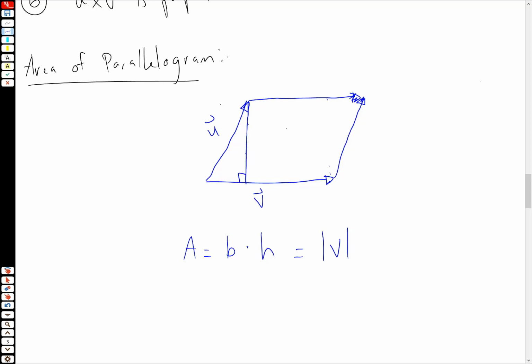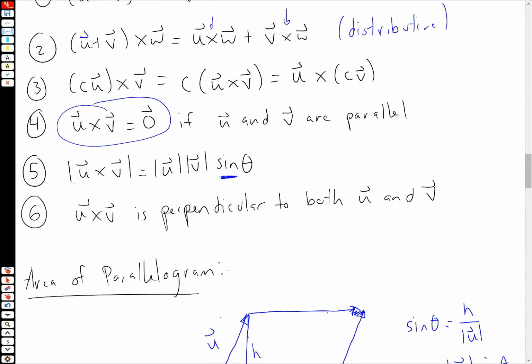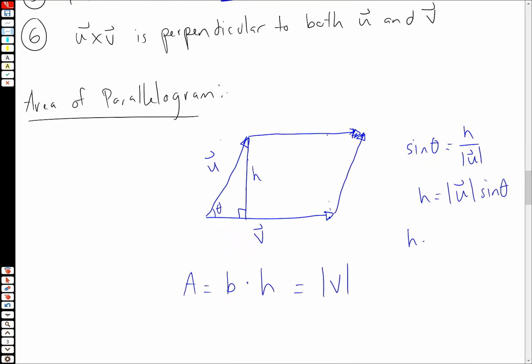Now using SOHCAHTOA, we're going to use the SO part. We know that sine of theta is equal to the height over the length of u. So that means that height is equal to the length of u times sine of theta. And using our formula 5 here, and reshuffling things, solving for the length of u and sine of theta, we get that h is the length of the cross product divided by the length of v.